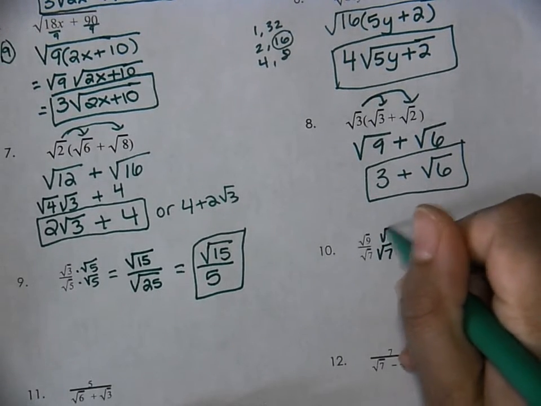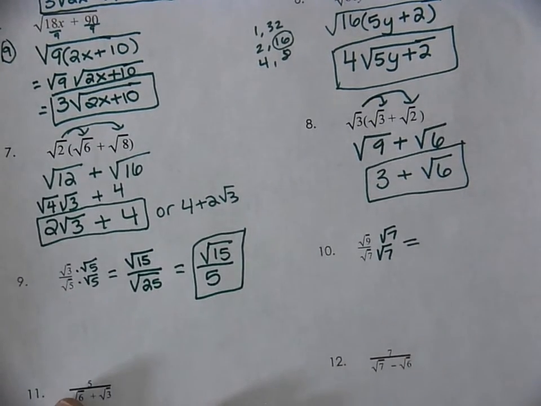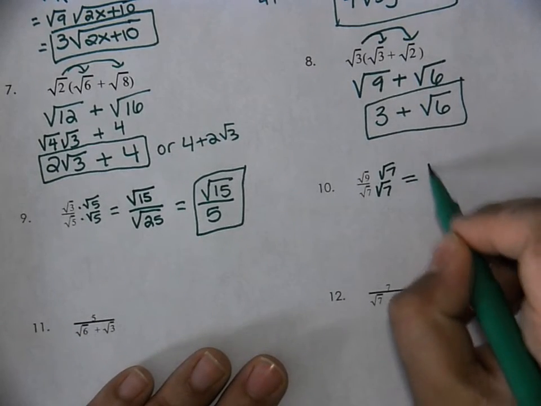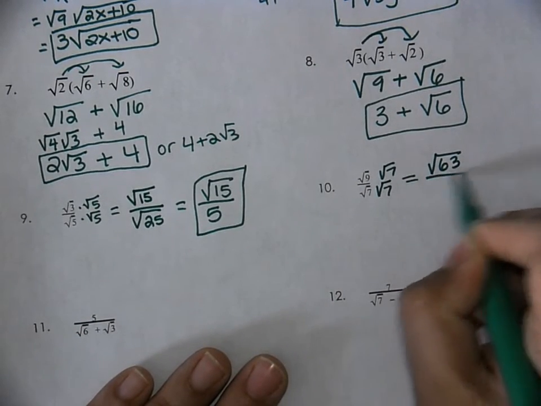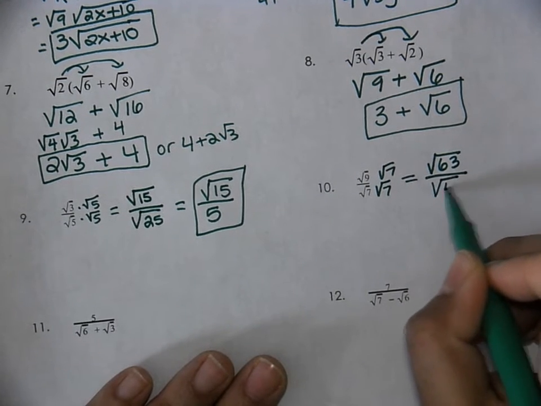Multiply by 7, square root of 7 on top and bottom. Always do whatever the denominator is, not the numerator. So this comes out to square root of 63 divided by square root of 49.